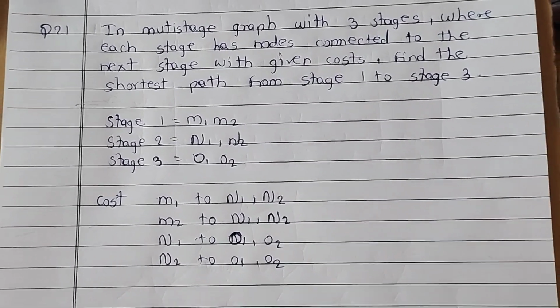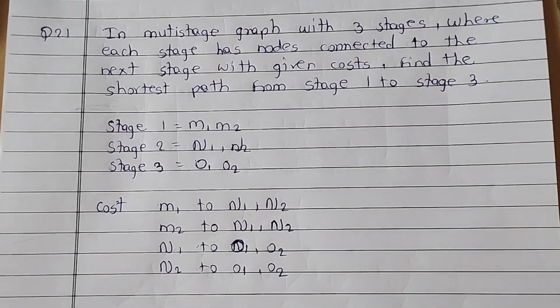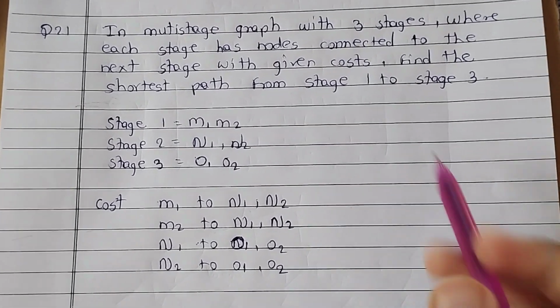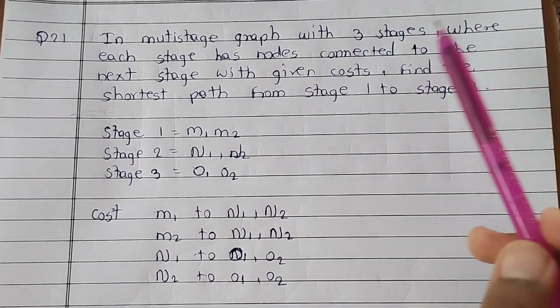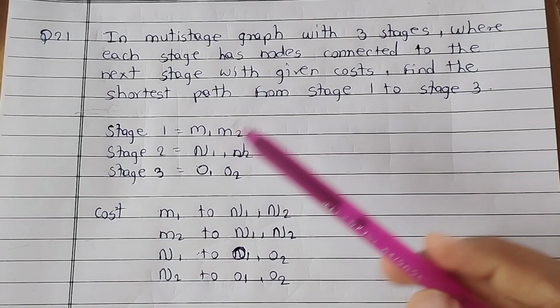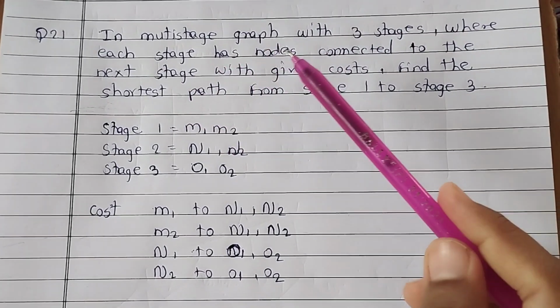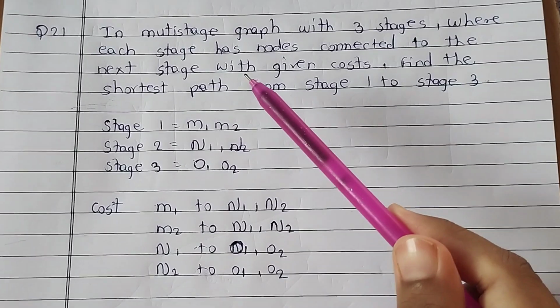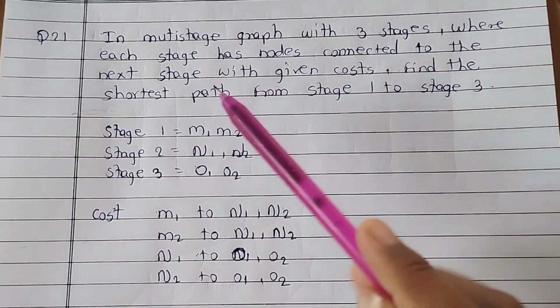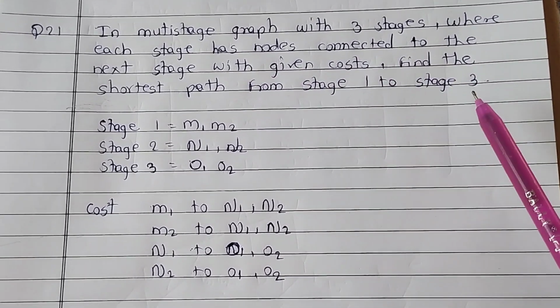Hello everyone, in this video we cover the multistage graph problem. So this is the question. In a multistage graph with three stages, stage 1, 2, 3, where each stage has nodes connected to the next stage, with the given cost, find the shortest path from stage 1 to stage 3.